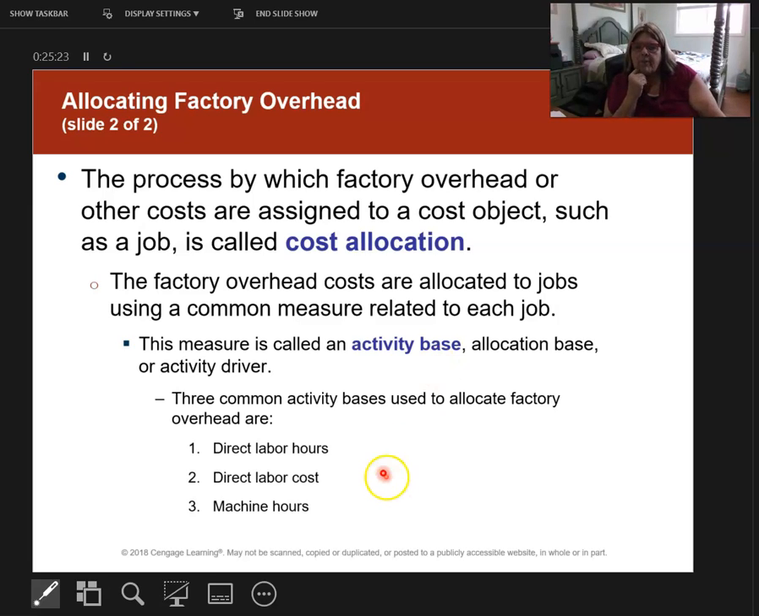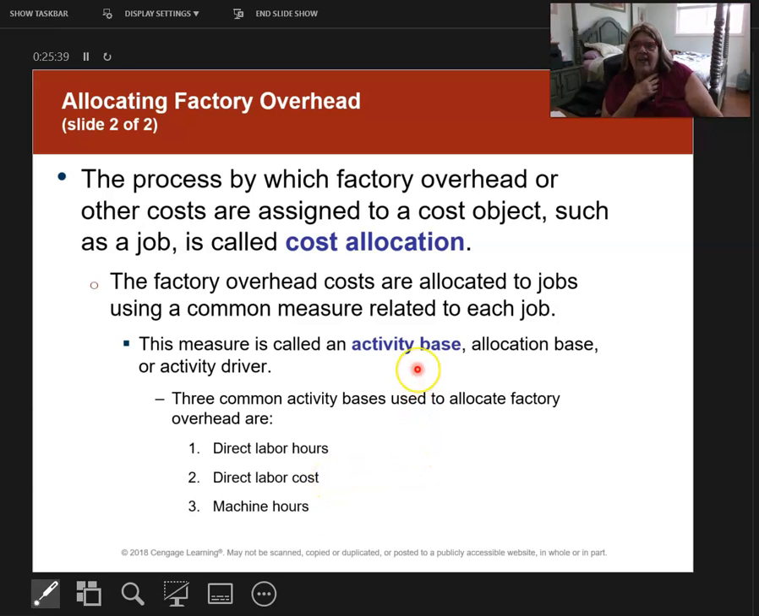Here are the most common ones: direct labor hours, direct labor cost, or machine hours. Honestly, guys, number 1 is the most popular. Number 3 is the next popular. Number 2 being the least popular.